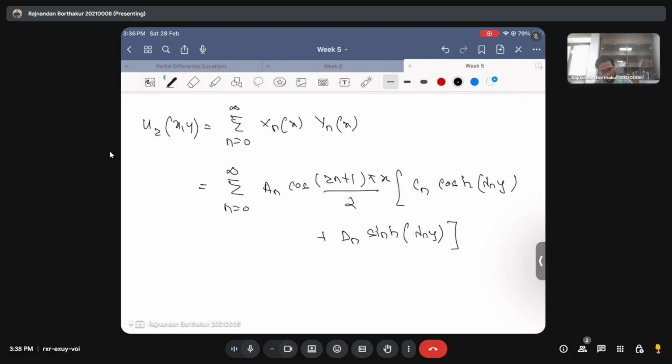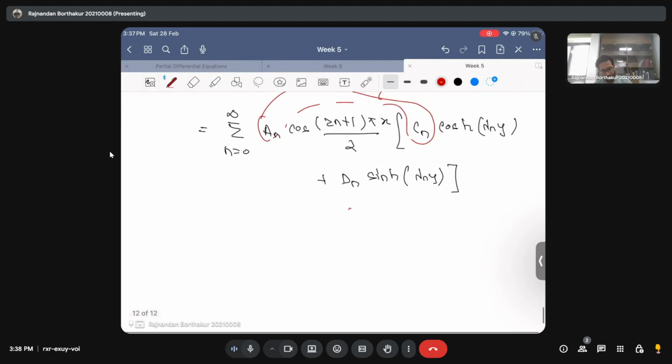Now, these an's and cn's can be multiplied, because these are just generic constants. So I'll say that an times cn is just equal to some other constant, which I will call cn only. Similarly, an times dn I will just call dn itself. You can call it anything, some en or fn, because they are just generic. So instead of introducing another constant, I'll just call them cn and dn respectively, because these are some arbitrary constants.